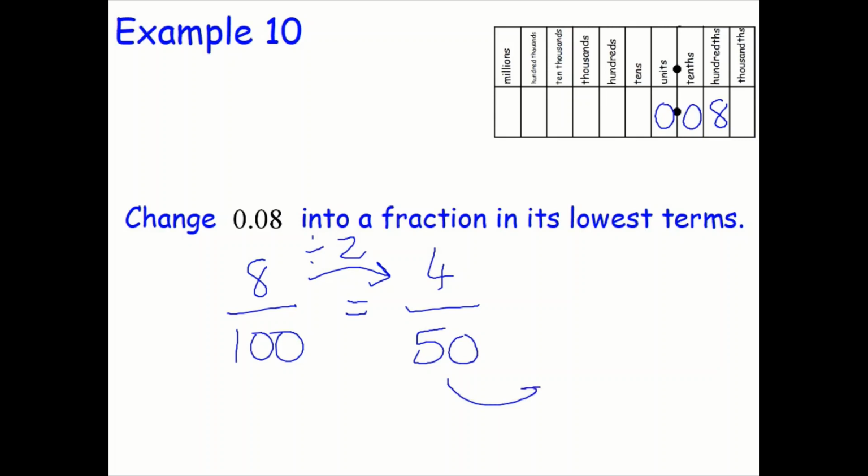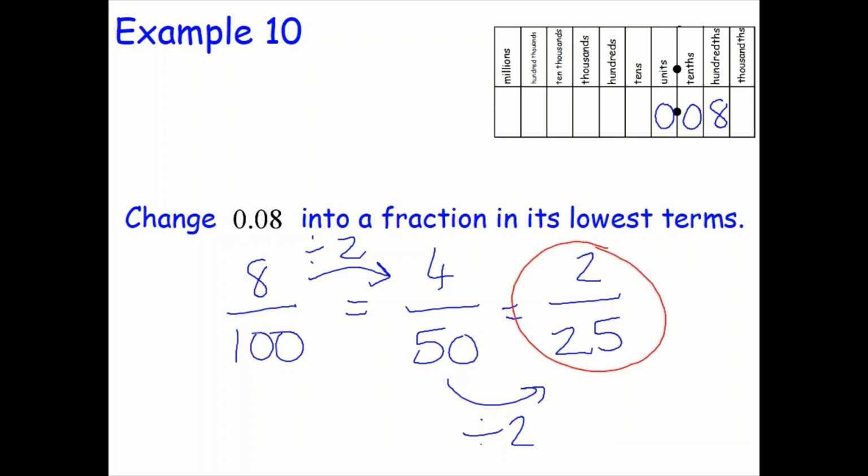I can see I can do it again. I can divide top and bottom by 2. So I get 2/25ths. 2/25ths is 0.08 as a fraction in its lowest terms. That is your final answer.